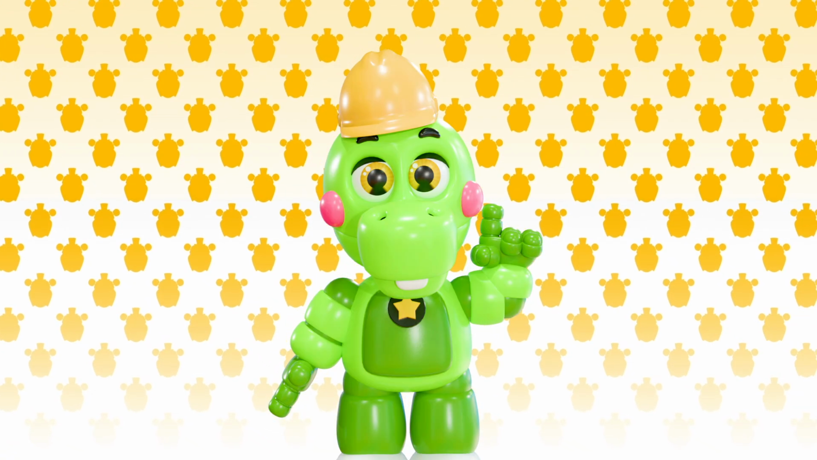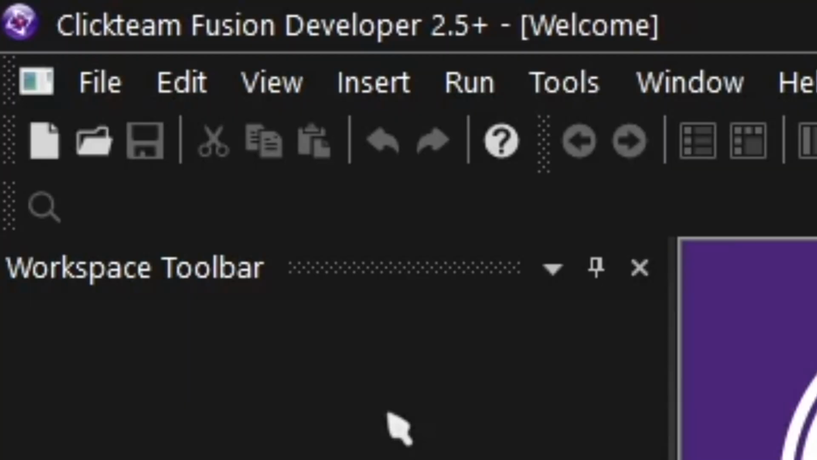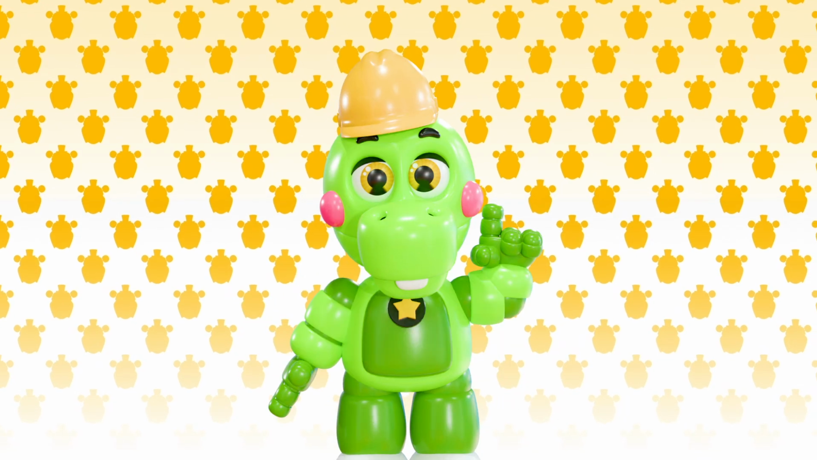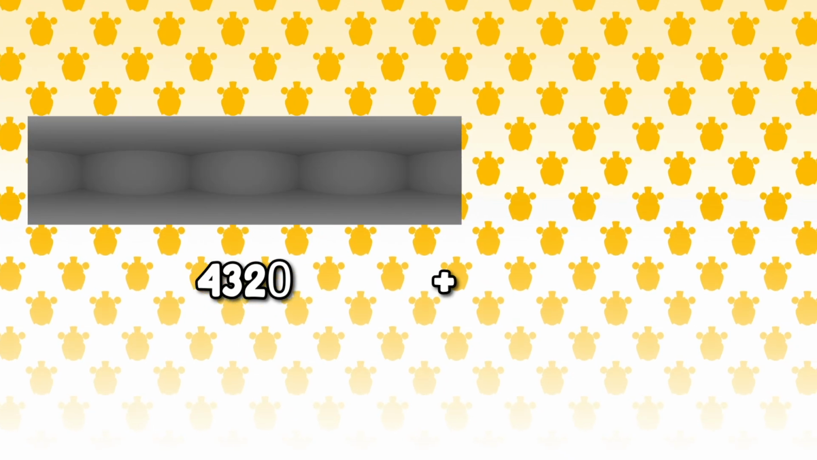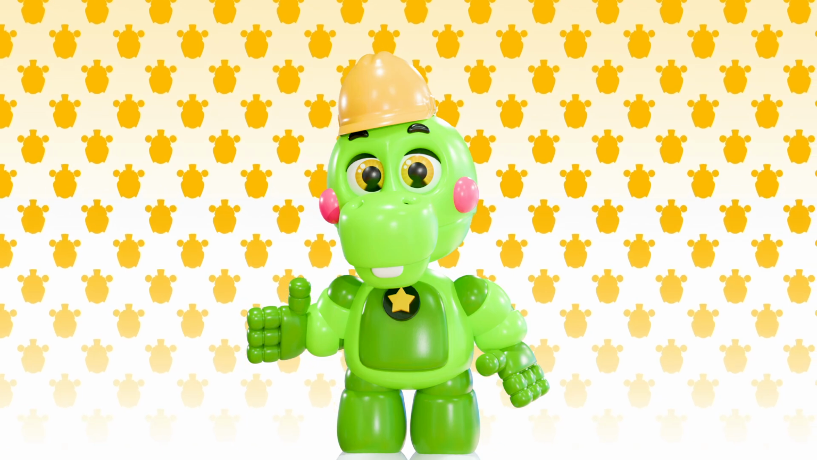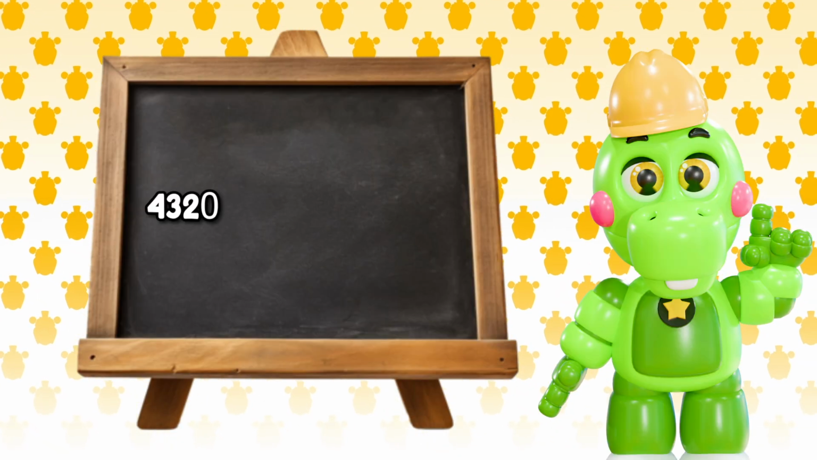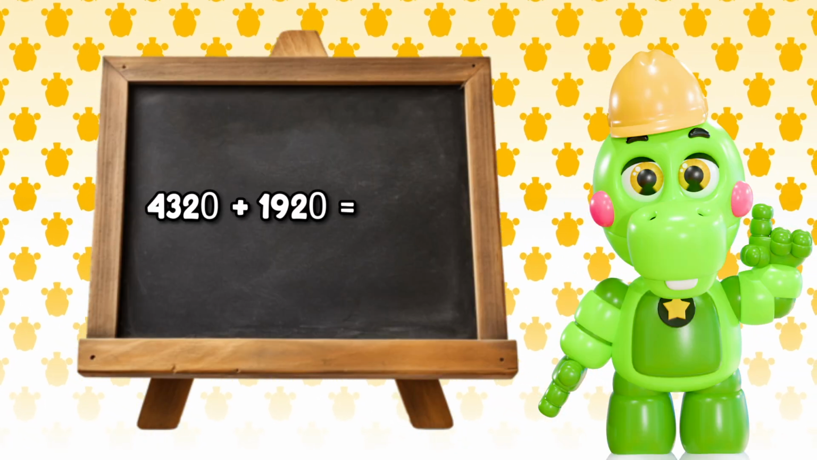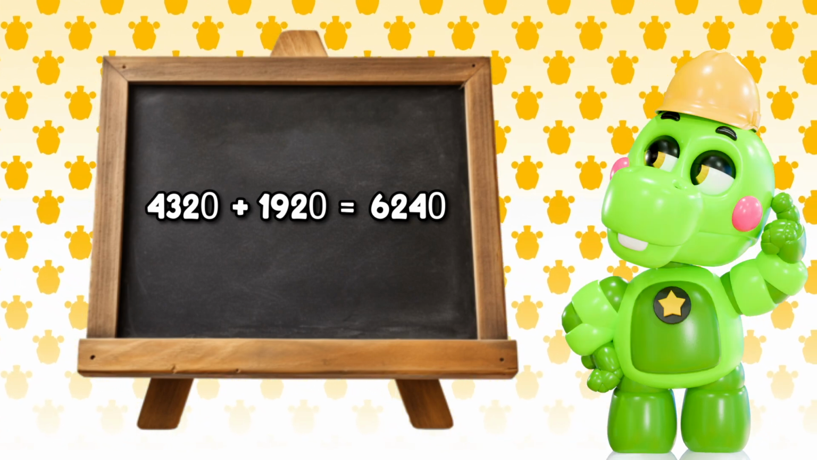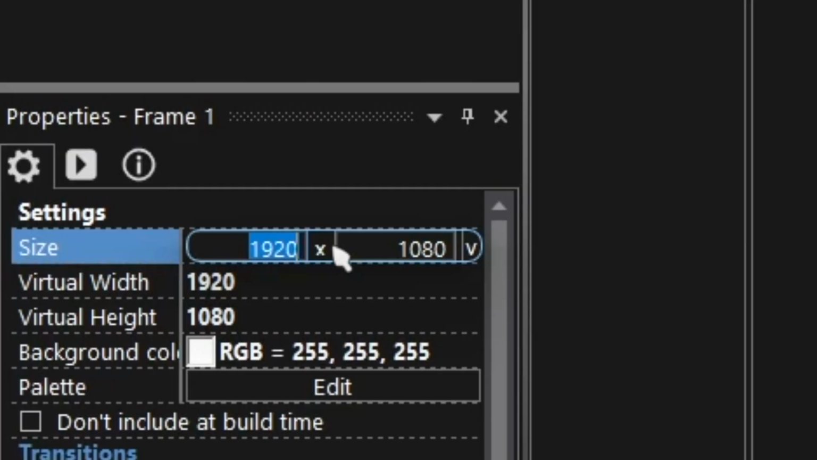Once you're done, launch Clickteam Fusion and make a new project. Make sure the application window is set up right. Now go ahead and take the panorama's width and add that to the width of the game window. If you are following the tutorial right, it should be 4320 plus 1920 equals 6240. If you have something different, you did something wrong. Put the number you got into the width of the frame and it should be looking like this.